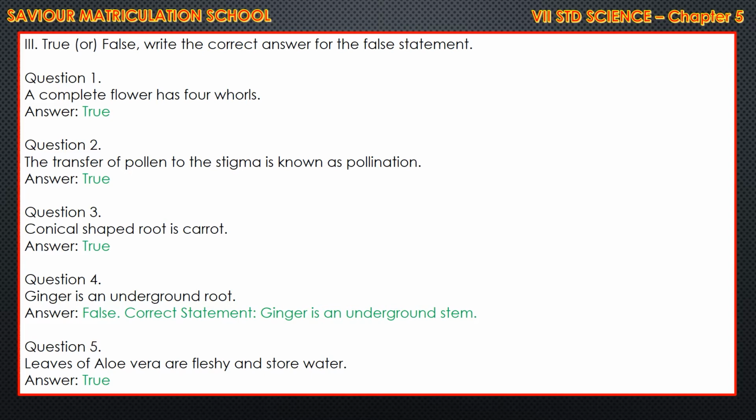Answer is true. Fourth, ginger is an underground root. Answer is false. So the correct statement is, children, ginger is an underground stem. So instead of root, underground stem is the correct statement. Question 5. Leaves of aloe vera are fleshy and store water. Answer, true.